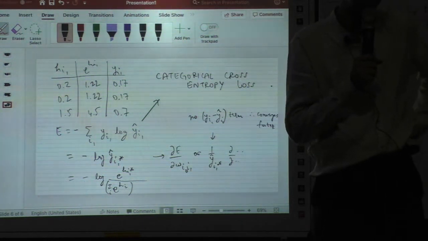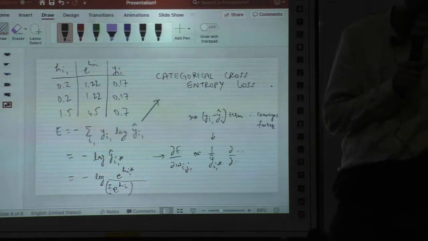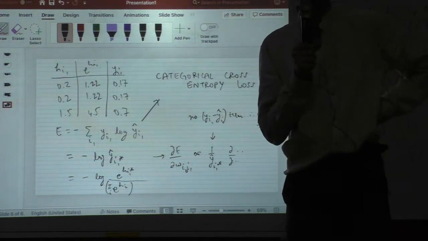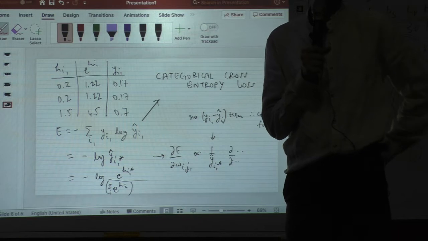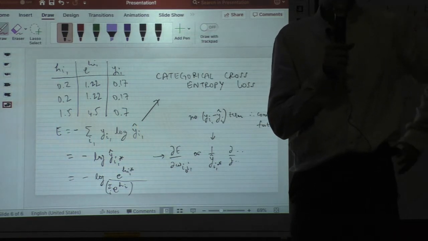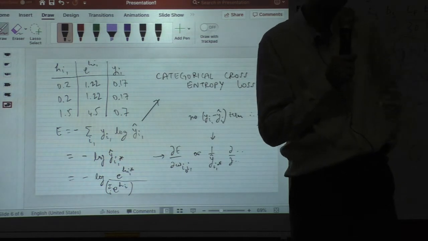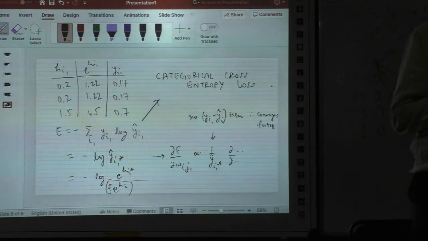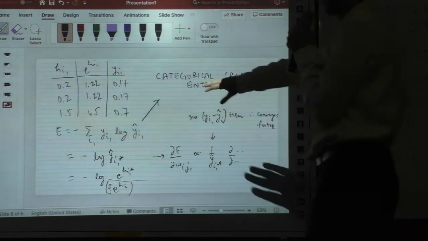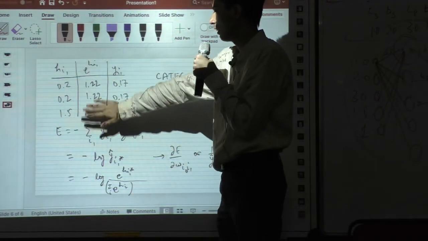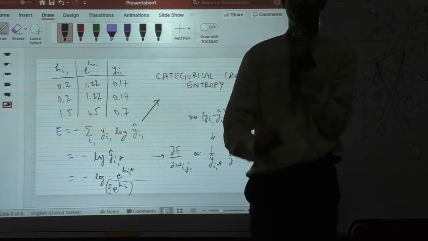E is equal to summation of y_i1 log y_i1 hat. So this is called the categorical cross entropy loss function. We want to minimize this. So let us consider this. For this case, what is the value of E? Can you compute it?